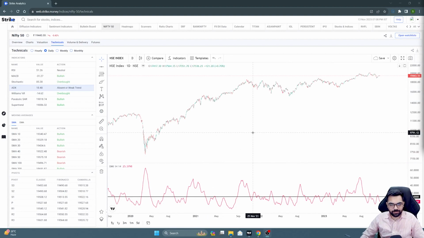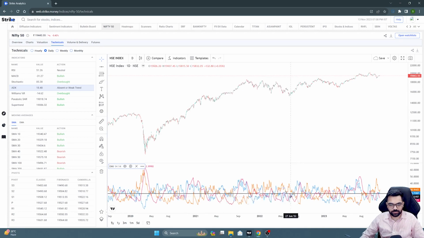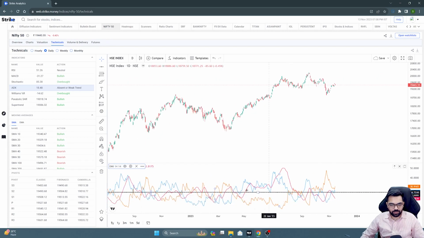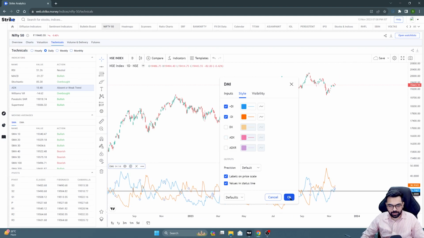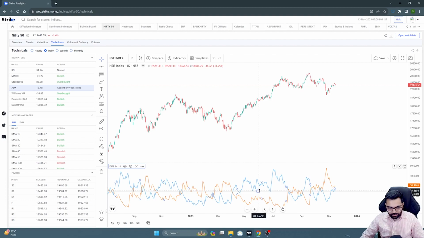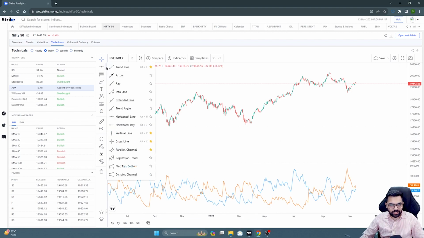Now this is where positive and negative directional index comes in. So let me enable those. I know there are too many lines on the chart, so let us disable the ADX and I'll also remove the 25 line for now. So as you can see, there are points when the positive directional index crosses above the negative one, and there are points when the opposite happens. So let's try to mark a few points.